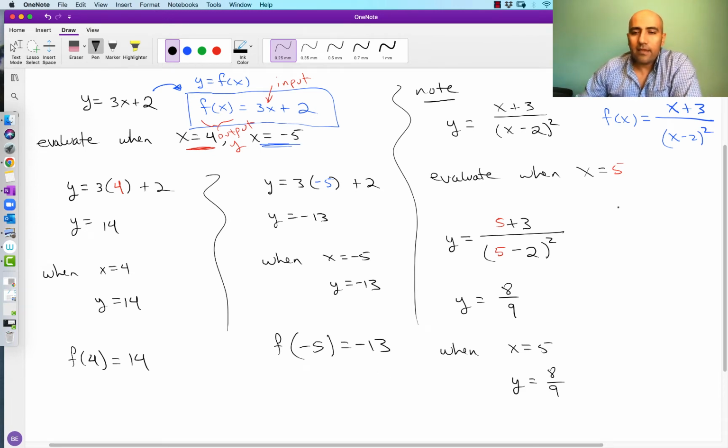Good. And then one of the reasons why function notation is useful is because then you can label it different things, right? Instead of labeling this as f of x, I'm going to come back over here and rename it as g of x. That way there's no confusion between this function and that function. So here's a different function. So this statement down here can be rewritten as g of 5 equals 8 over 9.